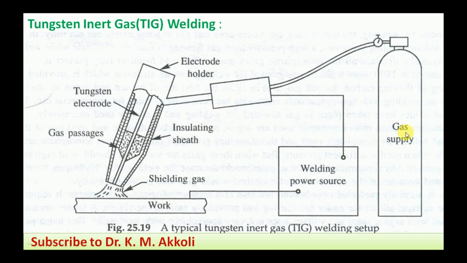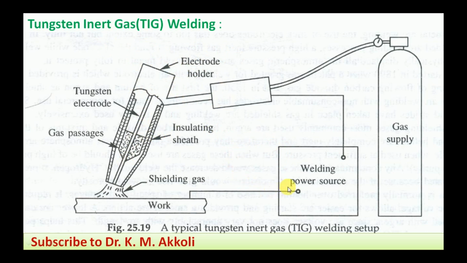So by using a separate inert gas supply, we weld with a tungsten electrode and the inert gas supplied. That's why it's called tungsten inert gas welding. And here the working is what I have explained.